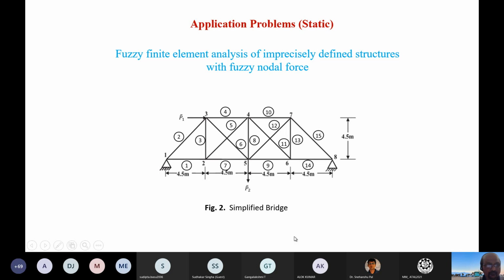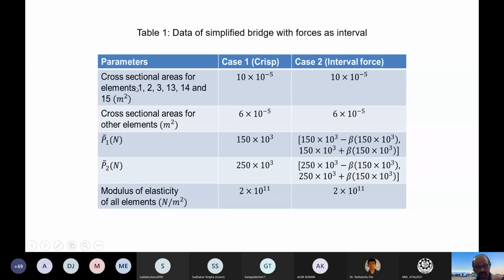But again, I need to divide this into elements, nodes, etc. Here P1 tilde and P2 tilde are the only two fuzzy loads. For this nodal force, I want to find what are P1 and P2 tilde. So I will have this data of the simplified bridge. If you see the second column, case 1 is all crisp as we usually take, and if you insert these in ANSYS, you will get the solution. But in case 2, P1 tilde and P2 tilde are in terms of some beta or alpha, where beta defines the uncertainty.